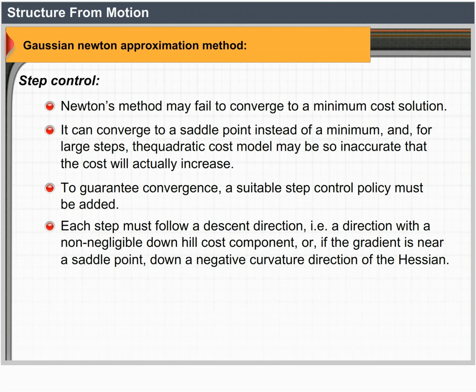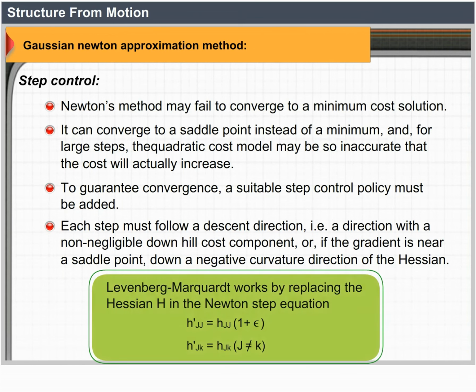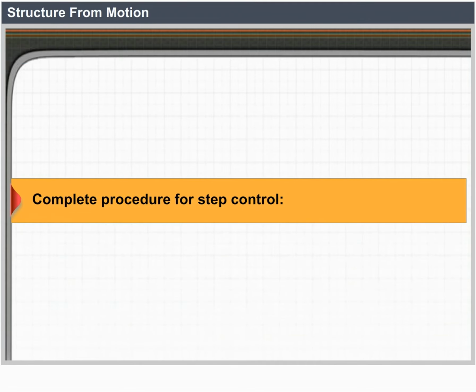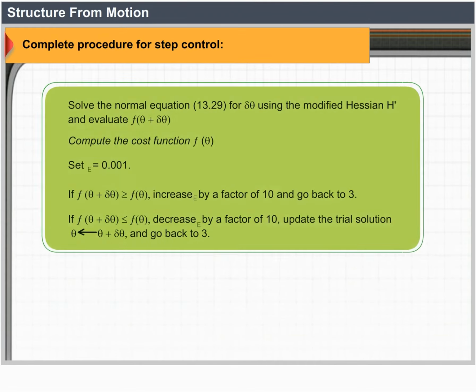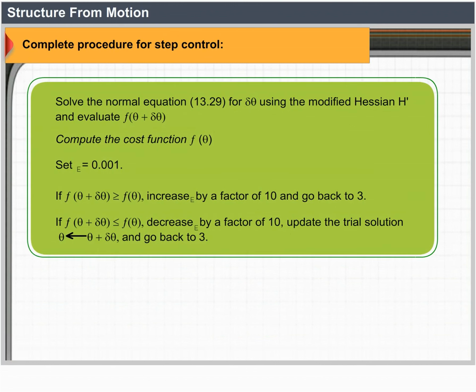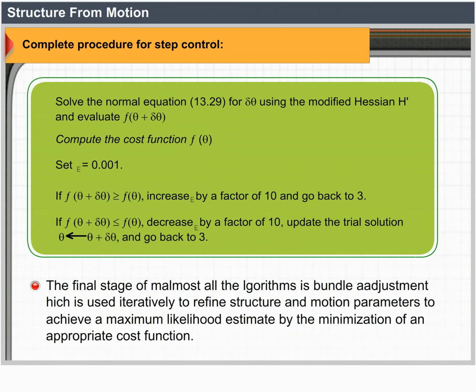Levenberg-Marquardt works by replacing the Hessian H in the Newton step equation as shown. The complete procedure for step control is now shown on the screen. The final stage of most algorithms is a bundle adjustment, which is used iteratively to refine structure and motion parameters to achieve a maximum likelihood estimate by the minimization of an appropriate cost function.